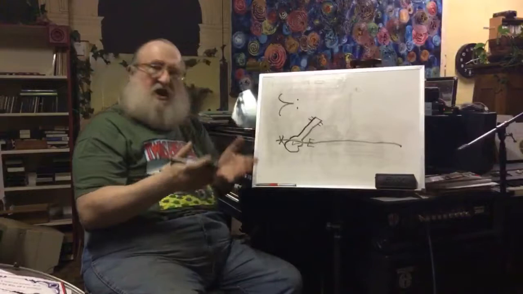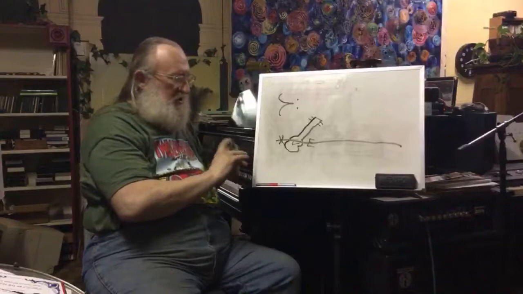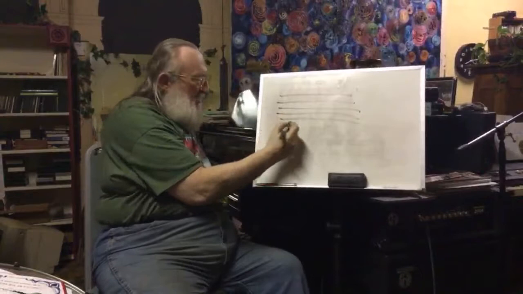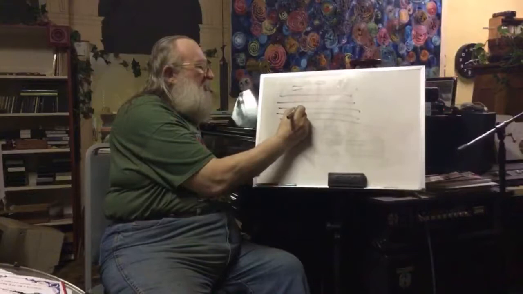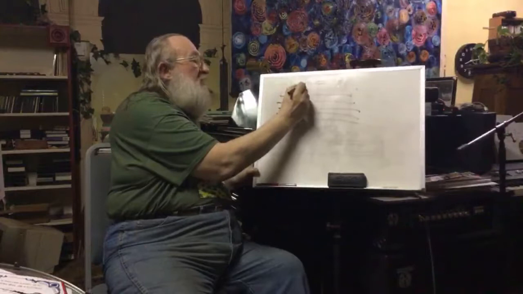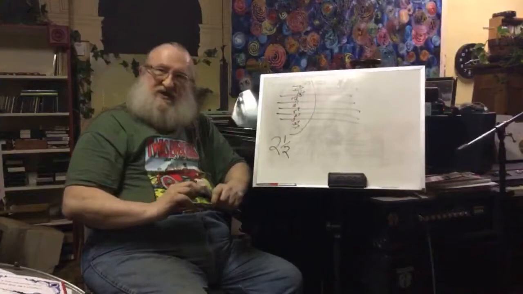So what happened is clefs started determining where on the line or space the number or the letter system began, and they started reducing the number of lines and spaces until they found that having five lines with two ledger lines underneath and two ledger lines on the top would give us 1, 2, 3, 4, 5, 6, 7, 8, 9, 10, 11, 12, 13, 14, 15, 16, 17, 18 notes. And that gave us 2.5 octaves.